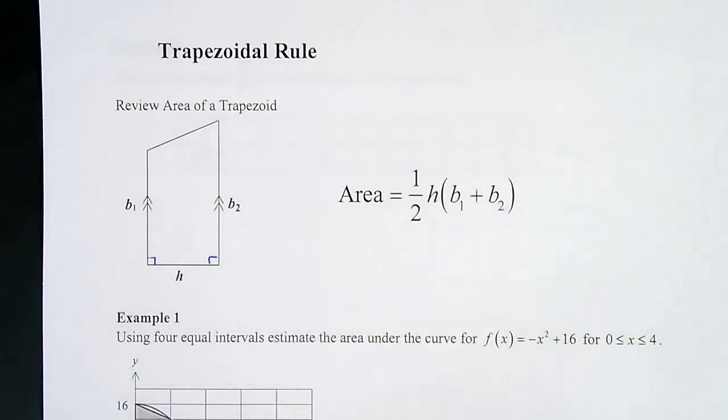So today we're going to talk about the trapezoidal rule, which is going to be another way to find area between a curve and the x-axis. And we're going to use trapezoids instead of rectangles. But everything pretty much is the same thing. It's just going to be a trapezoid, okay?